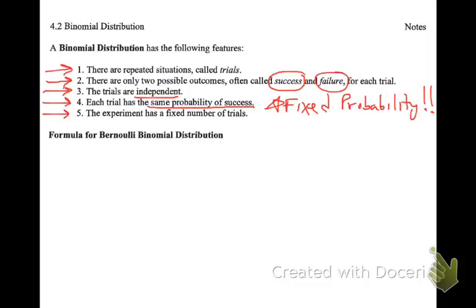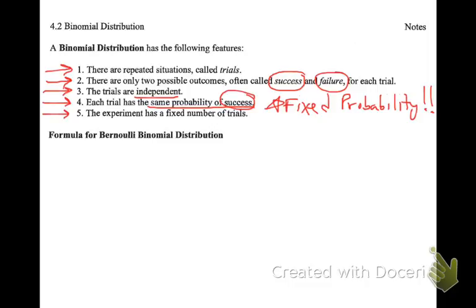Now, when I say success, by the way, success usually means a good thing, right? So you're successful. But what that really means in this situation is what you want to have happen. So if I ask for the probability that you're going to miss 4 of the next 5 foul shots, missing the foul shots is normally considered a failure. However, in this case it's considered a success. So success just means what you're trying to look for.